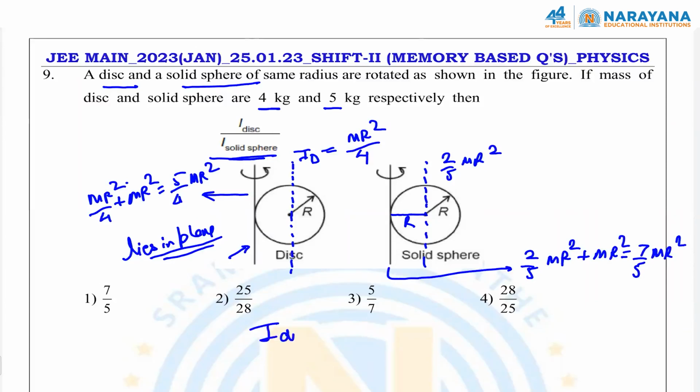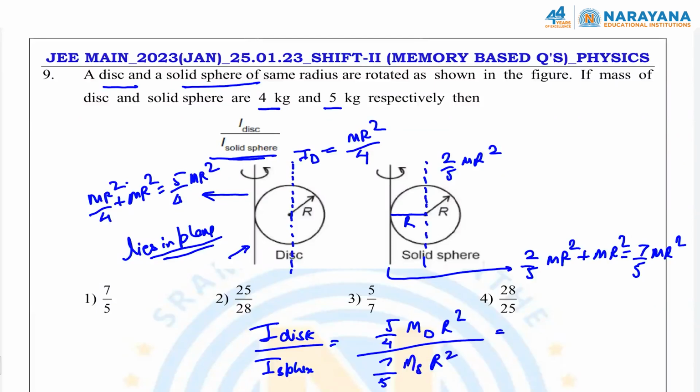Now when I have to write the moment of inertia of the disk and the moment of inertia of the sphere, it will be 5 by 4 mass of the disk into r square. R is same for them, and this is 7 by 5 mass of the sphere into r square, and you can put in the values of the sphere mass and the disk mass. So this will be 5 by 4 times 4 is the mass of the disk, and this is 7 by 5. Oh, the data is very nice. So this 5 and 5 cancel, 4 and 4 cancel. Answer is 5 by 7. So option 3 is the correct answer.